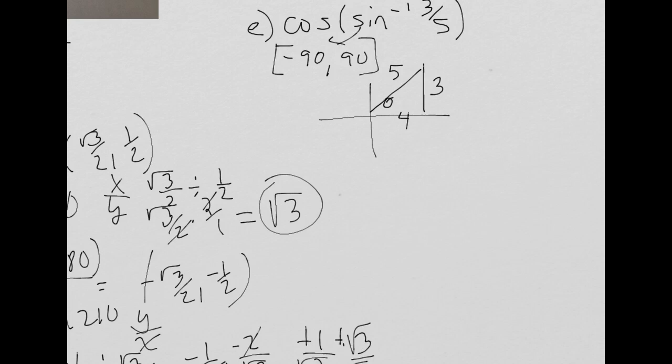Now I got to do cosine. So cosine is adjacent over opposite, so this answer is 4/5.